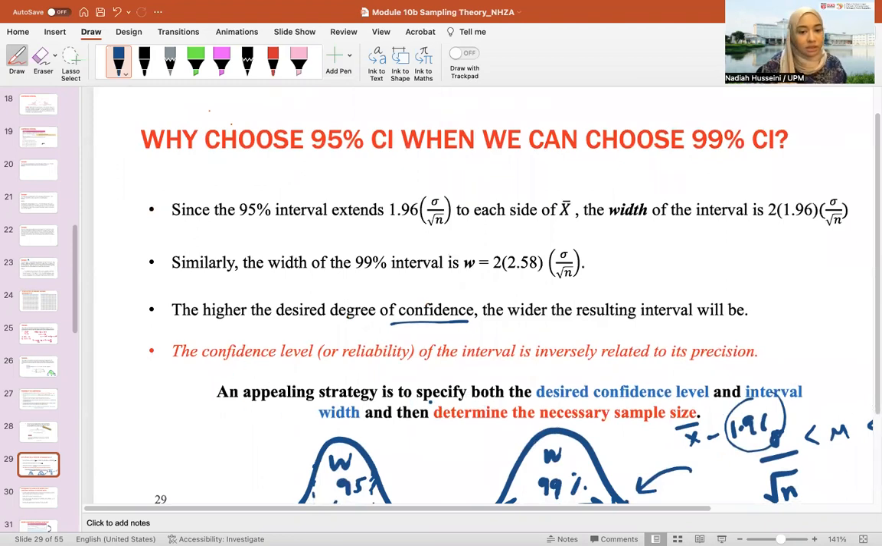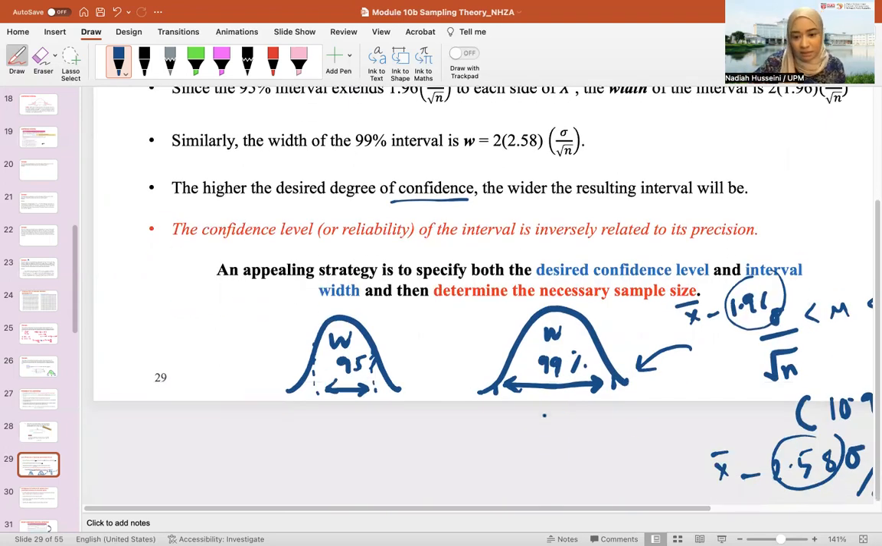An appealing strategy is to, the confidence level or reliability of the interval is inversely related to its precision. So the wider your confidence interval is, the less you know which one is the right value, less precise, right? When you look at this, these have more values that you have to consider compared to this guy.